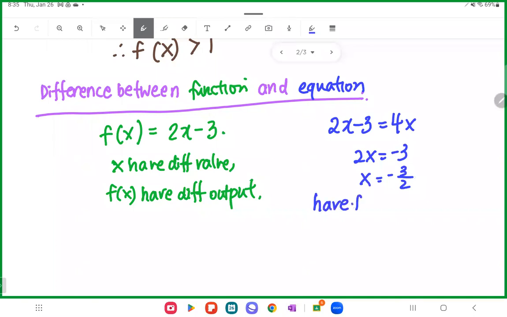This one has a fixed output. So for an equation, you can solve, but for a function, you cannot solve. Okay, equation you can solve, function you cannot solve.